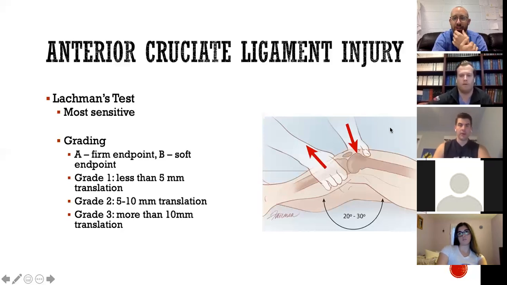And that goes along with Vivek's question in the chat, asking if translation differs from person to person. Definitely does. Everyone has different excursion of the tibia, depending on the positioning and the competency of the ACL, particularly for this test. That's where examining a non-injured side is extremely important to figure out what their normal is, and then using that to compare.